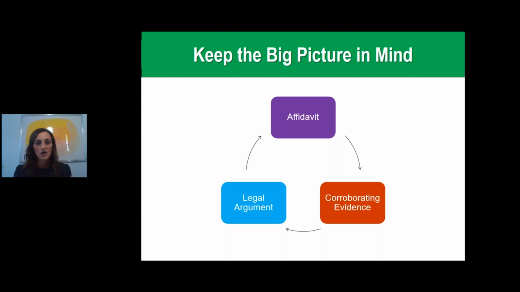And really we think about these three pieces in flux. So there's no start with the affidavit, then move to corroborating evidence, then work on your legal argument. We see these things more as shifting and changing and moving.